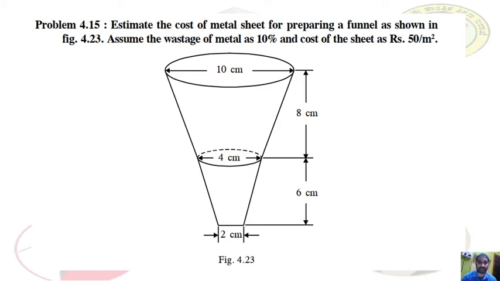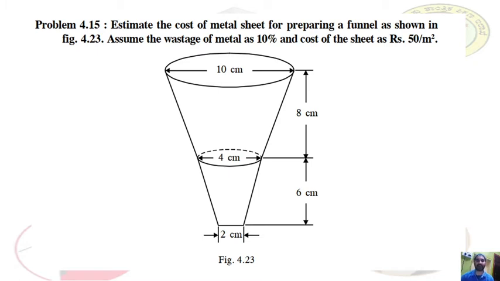So the cost is expressed in terms of meter square, that is for area. So you just need to find out the total area required multiplied by the cost, that will give the cost of the material. This funnel consists of two parts, one is the upper funnel and the bottom funnel. So there is a formula for calculating the area of the funnel.